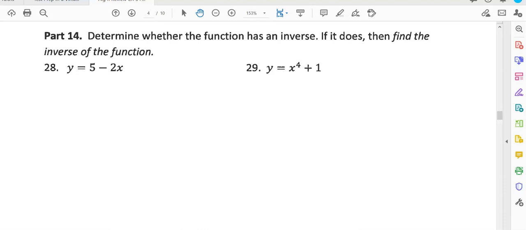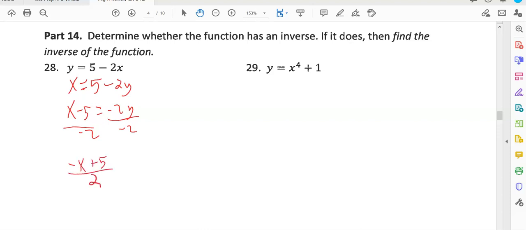So the step is, well, it's already y. So I'm going to switch x's and y's. x equals 5 minus 2y. Solve for y. So x minus 5 equals negative 2y divided by negative 2. We technically don't like a negative in the denominator, so I'm going to write it this way: negative x plus 5, I'm changing the numerator, divided by positive 2 equals y.